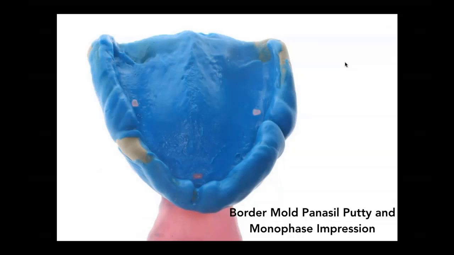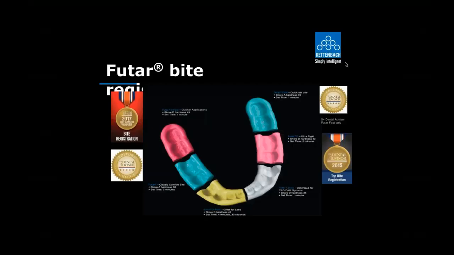Now, instead of border molding with stick compound like many of us learn, I actually use the putty. I use the Panacil putty, and I'll put it on the custom tray, and I'll place that in the patient's mouth to get my border molding. There's arguments about, do you need a posterior seal? Do you not need a posterior seal? But I'll use it back there. And then I will introduce the monophase into that, and it takes a beautiful, beautiful complete denture. So you use the Panacil putty for the border molding, and then the monophase.